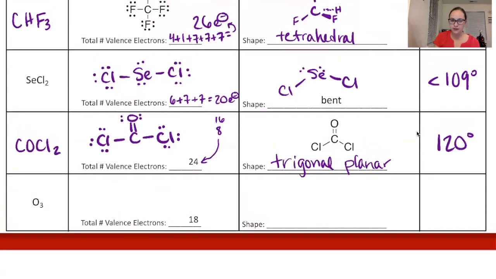Okay, great job so far. Our last one is going to be O3, which is the name ozone. It's the molecule we have in our ozone layer out in space. We are told that we have 18 valence electrons in this molecule, which we could double check by having 6 valence electrons for each oxygen times 3.